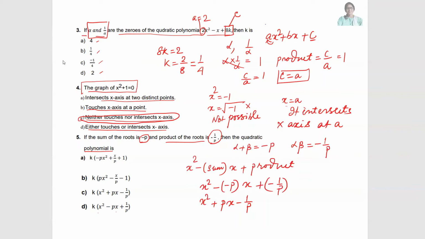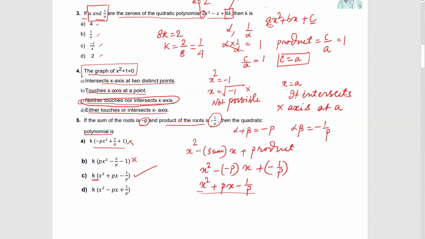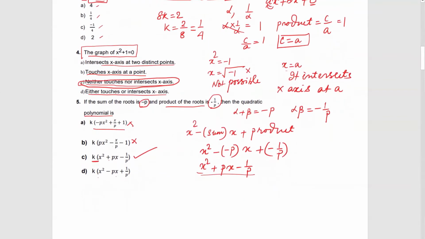Px will be positive. So here this is minus px square, so this is not the answer. This is your x by p, no, this is not the answer. This is px positive, minus 1 by p, so this will be the answer. K is any multiple, so any multiple can also be an answer, 2 into this, 3 into this, anything. So we finished one case study, going for the second.